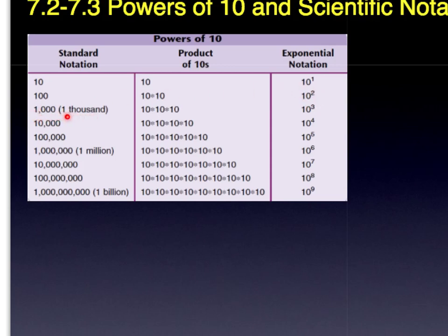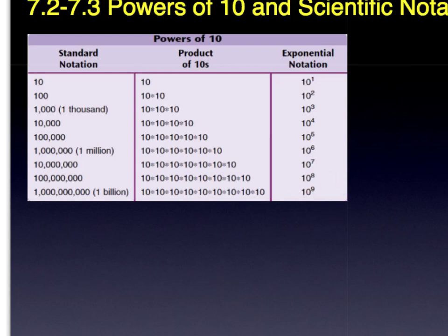1,000, and here's our number word notation. We have the number 1 followed by the word thousand. 10 times 10 times 10, 10 to the power of 3. And so on. 1 million is 10 times 10 times 10 times 10 times 10 times 10, 10 to the power of 6. 1 billion is 10 times 10 times 10 times 10 times 10 times 10 times 10 times 10 times 10. So 10 to the power of 9.